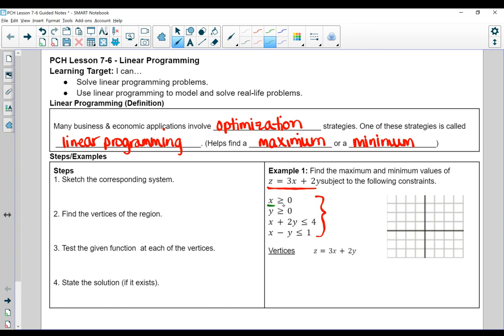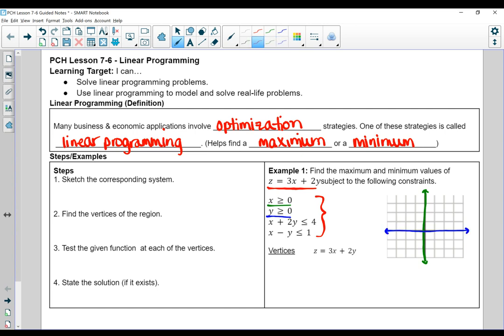So here, x is greater than or equal to 0. This is x being greater than or equal to 0. So there's that line, and we know that we're going to be dealing with this right side here, right? Everything greater than 0, I'm going to shade at the end where I have all of my graphs figured out. Y is greater than or equal to 0. That is this line right here.